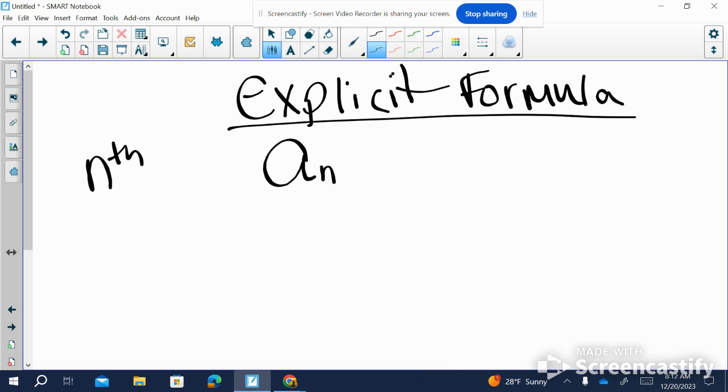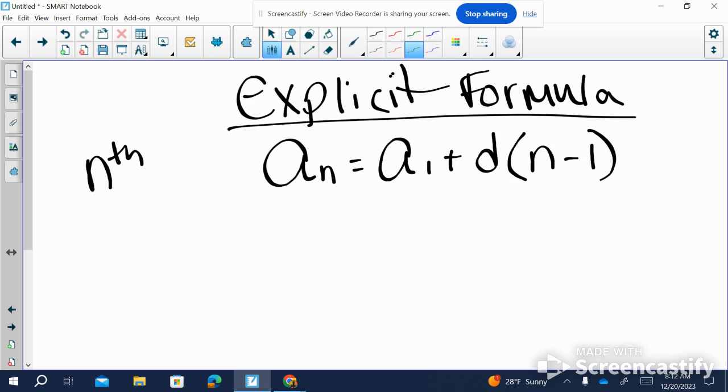So the explicit formula is a sub n equals a sub 1 plus the common difference times n minus 1. So what this means is the nth number I'm looking for is equal to the first term of the sequence plus the common difference multiplied by n, so whatever I put in for n, minus 1.